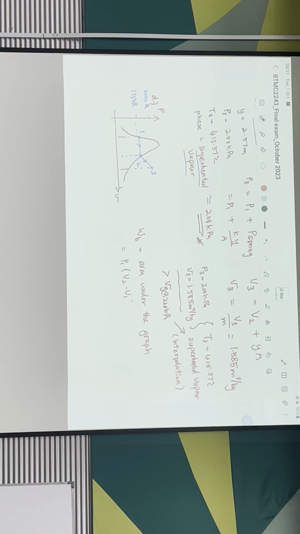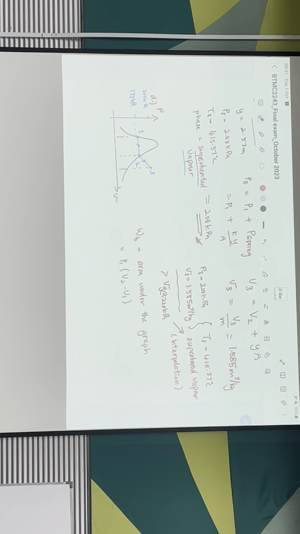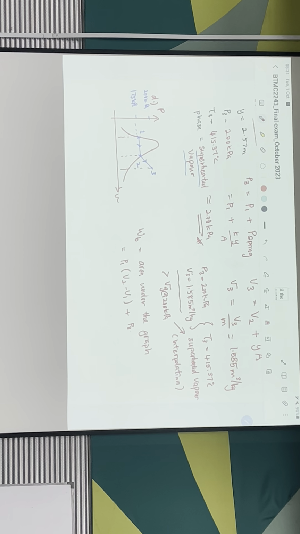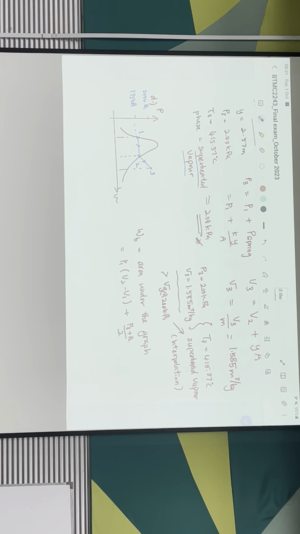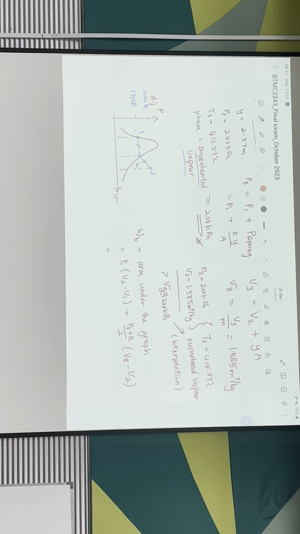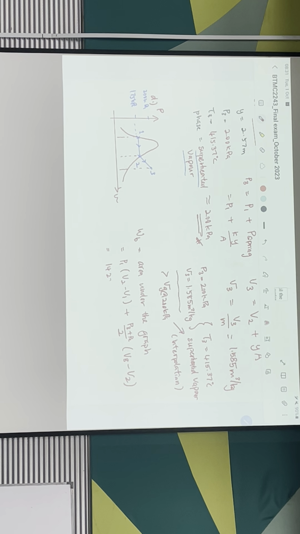So the first one will just be P1 times V2 minus V1. If you use the capital V, then you don't have to include mass. If you use specific volume, then you need to multiply by mass. So remember that one. And the second part is just P3 plus P2 over 2, times V3 minus V2. So from here, boundary work would just be about this value if you calculate this.